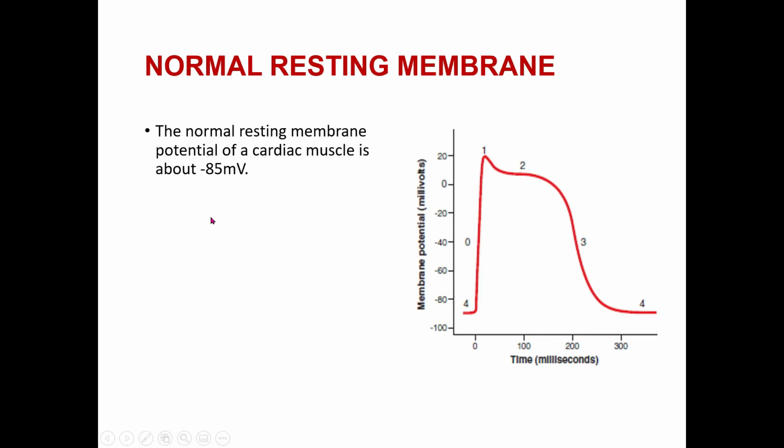Normal resting membrane potential of the cardiac muscle is minus 85 millivolts. So you have to memorize this value. The value of resting membrane potential in the cardiac muscle is minus 85 millivolts, and after the pacemaker potential, this will move towards minus 40, and then during phase zero it will move towards plus 20, and then there is plus 10 where there is initial repolarization, and then it will come down.